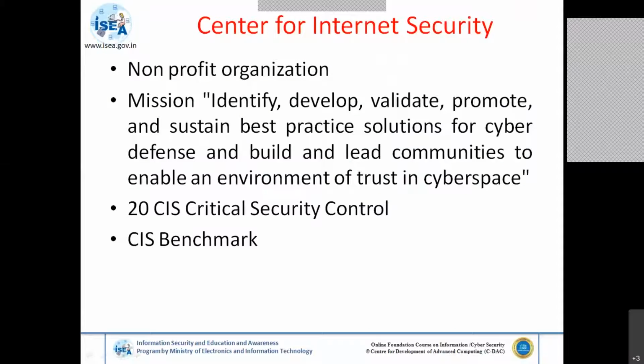So what basically do you mean by CIS? It says CIS stands for Center for Internet Security, and it's a non-profit organization. Basically, the mission is to develop, validate, promote, and sustain the best practices in the world to defend against various cybersecurity attacks and lead the communities to trust in cyberspace. Okay. So, as discussed yesterday, we have discussed 20 CIS critical security controls, which play a major key role.